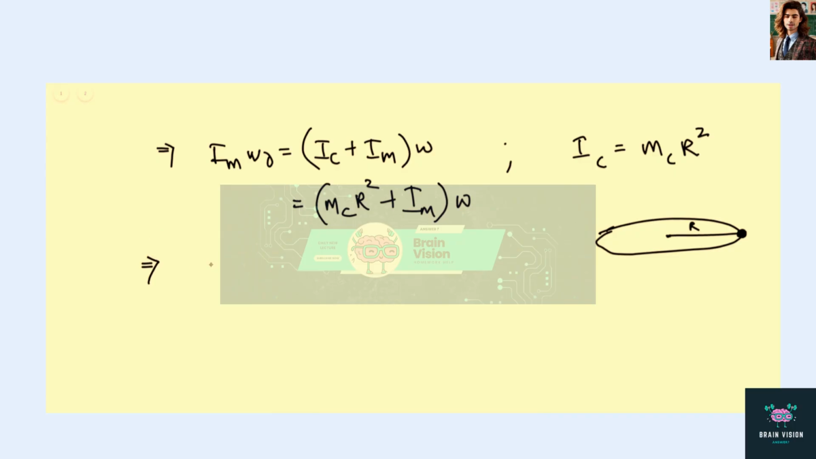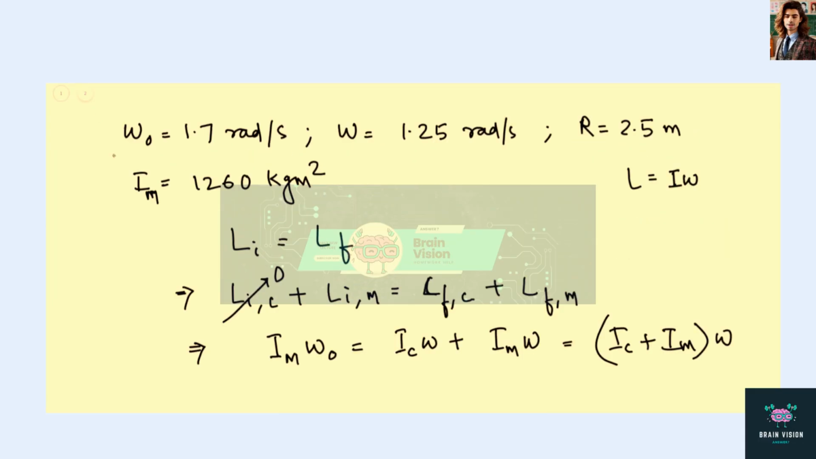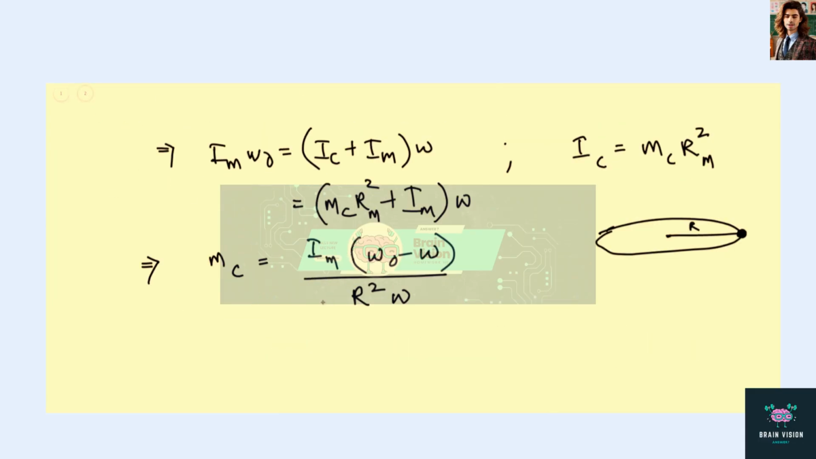Now from this expression we can solve for the mass of the child, which will be equal to Im times omega naught minus omega, basically the difference between the initial and final angular velocities, over r square, where r is the radius of the merry-go-round, times omega. Now given these values, we can solve this expression, and we get the mass of the child to be equal to 73 kgs.